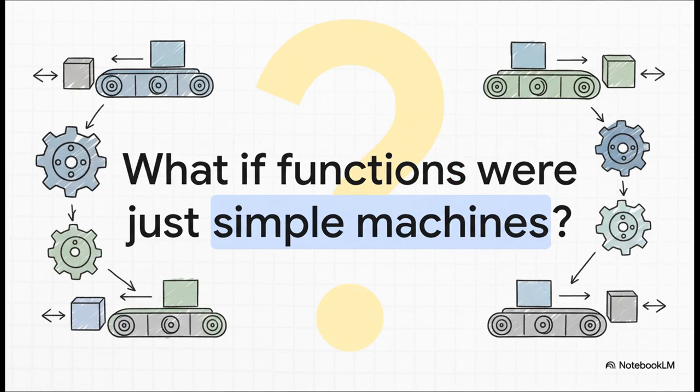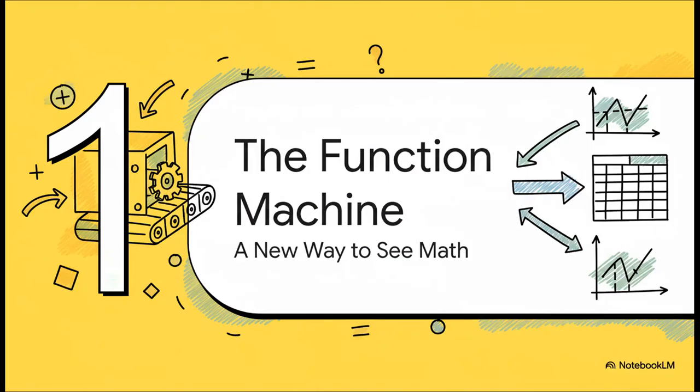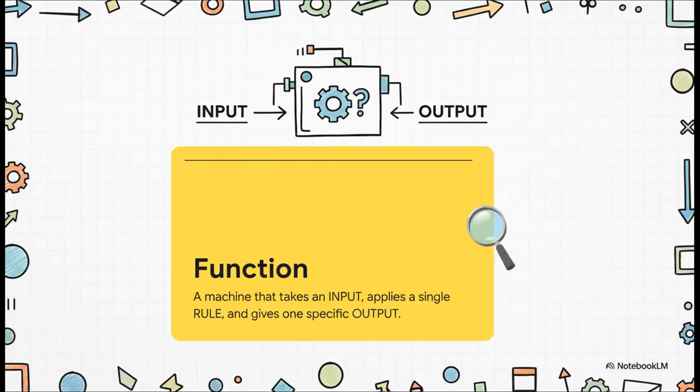So let's just push all the complicated formulas aside for a second. What if we thought about a function as something much, much simpler? Like a machine. You know, a machine that takes something in, follows one single rule, and gives you a predictable result. Every single time. And this is going to be our secret weapon today, the function machine. Using this one simple idea, we're going to break down exactly how functions work, piece by piece, until it all just clicks.